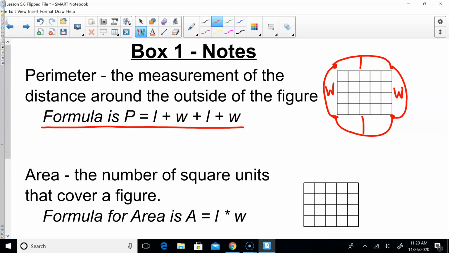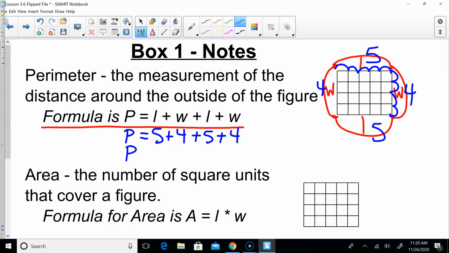So if we look at this right here, we have 1, 2, 3, 4, 5. So this would be a 5 here. It's the same on the bottom side. Here is 1, 2, 3, 4. So we have 4 here. So P would equal, in this one, 5 plus 4 plus 5 plus 4. So the perimeter would give us 18 units. Since I didn't have a label, we just know that a label has to be units.